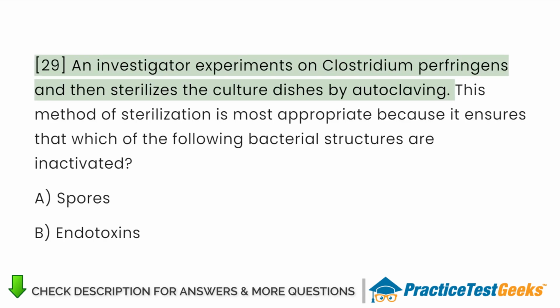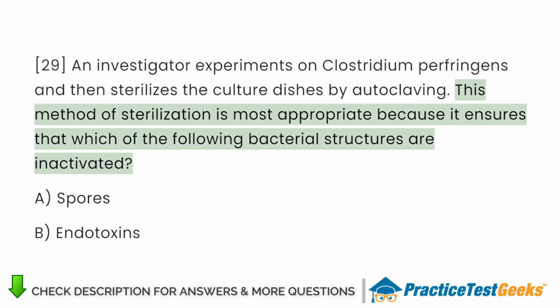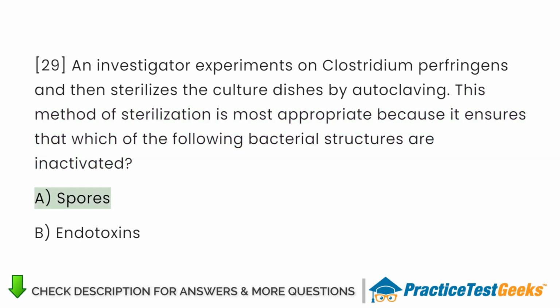An investigator experiments on Clostridium perfringens and then sterilizes the culture dishes by autoclaving. This method of sterilization is most appropriate because it ensures that which of the following bacterial structures are inactivated? A. Spores. B. Endotoxins.